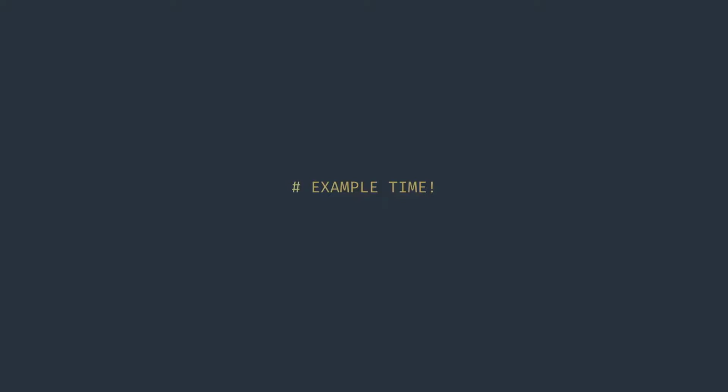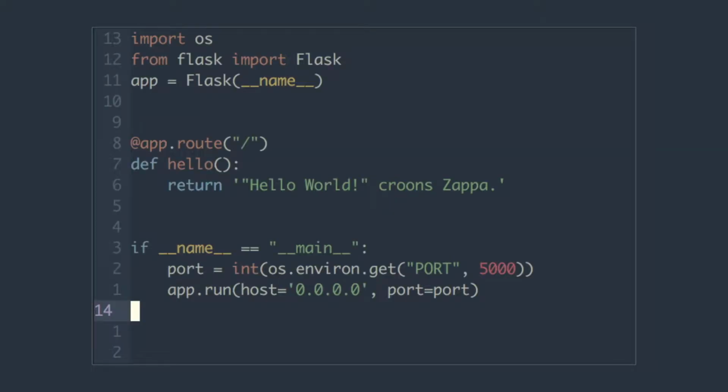So, example time. Here's the most basic Flask app you can make. So here is the function, and you can use any kind of route when you're doing API routing or whatever, and that's what Zappa will take and turn into API gateways.